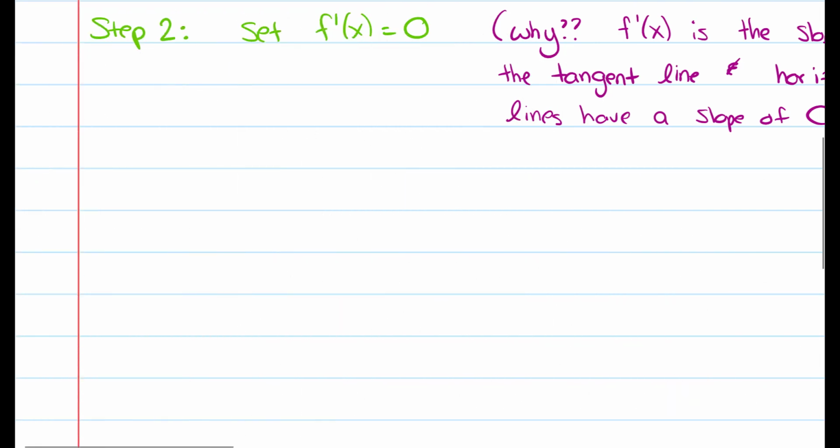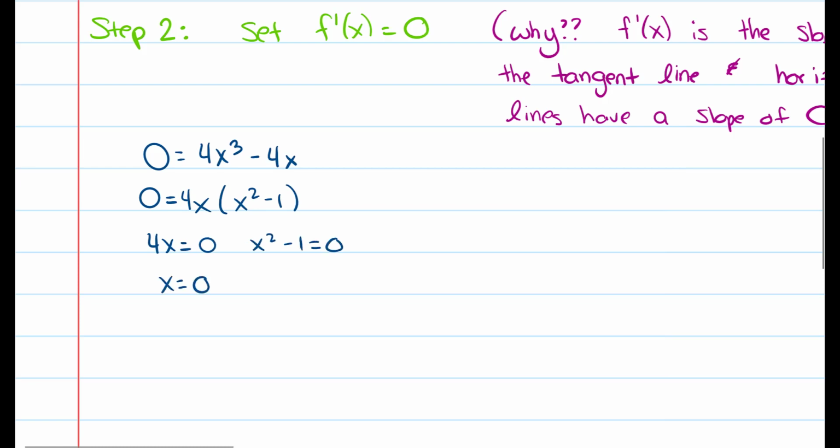Now we're going to go ahead and set the derivative equal to 0 and solve. So we get 0 = 4x^3 - 4x. Now we just solve. All right, so we get x = 0 and x = plus or minus 1. Now to find the actual coordinates, I have to plug those x values back into my original equation.